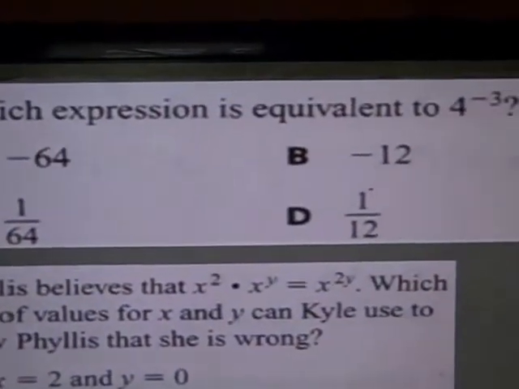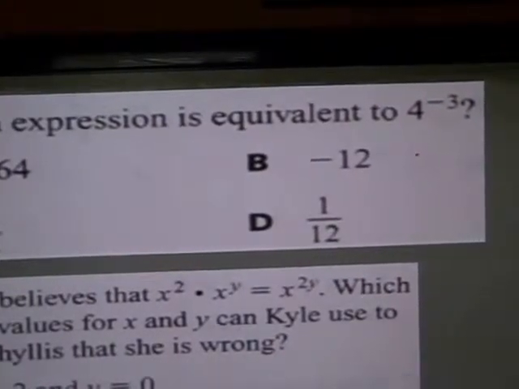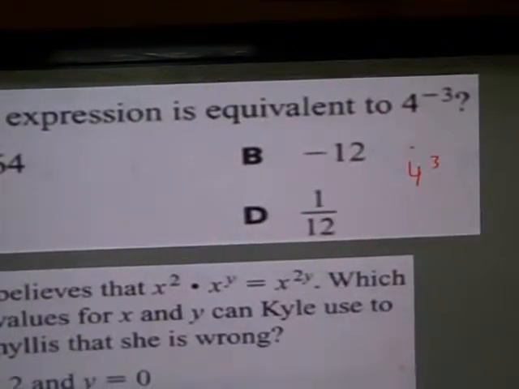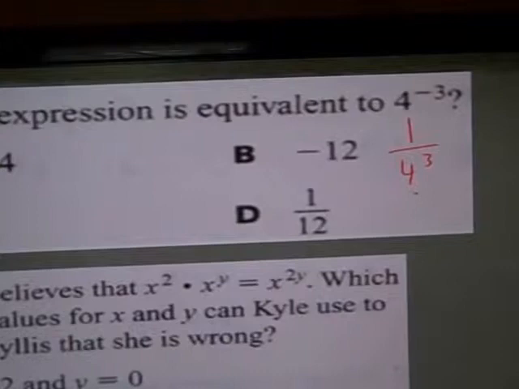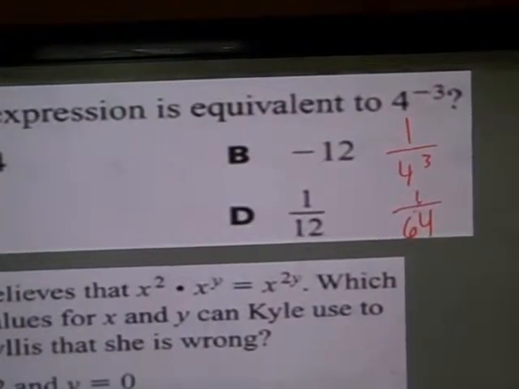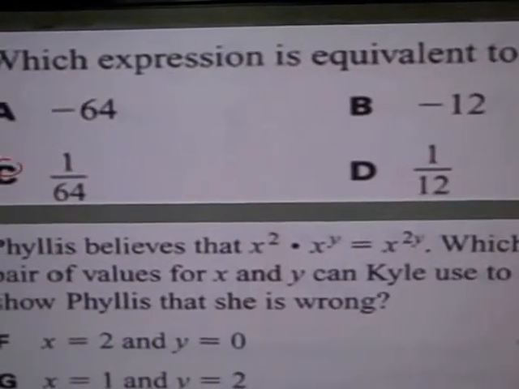Number 5, which expression is equal to 4 to the negative third? With negative exponents, just take the whole term and write it as the positive version, 4 to the third, and put that underneath 1. And we know 4 to the third is 4 times 4 times 4, and that is 64. And we still have that 1 on top, 1 over 64. C.